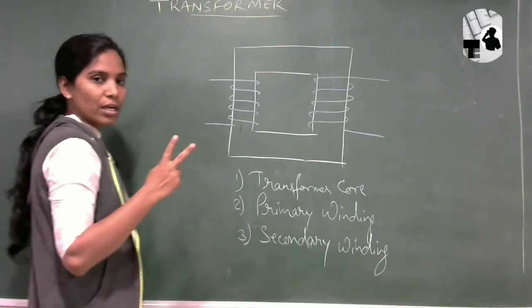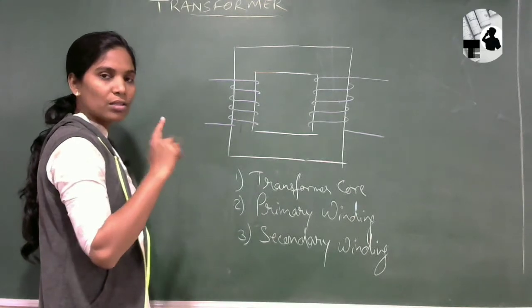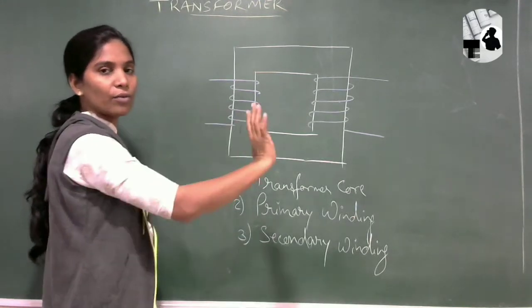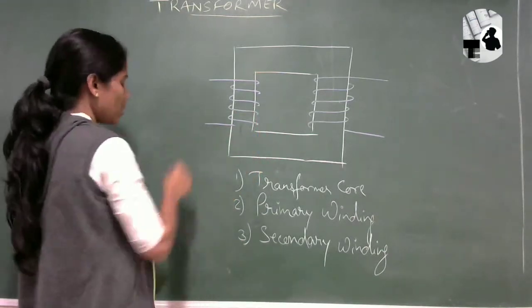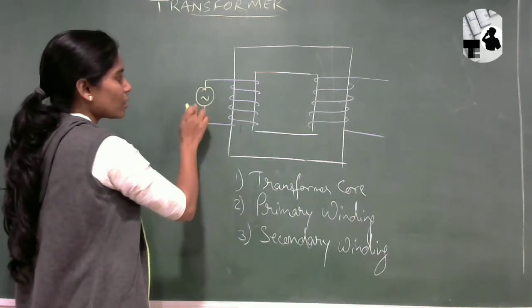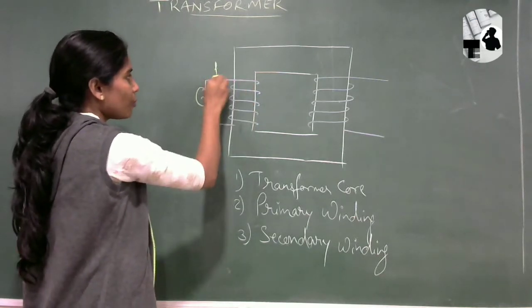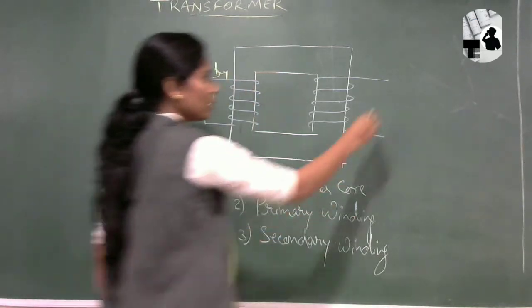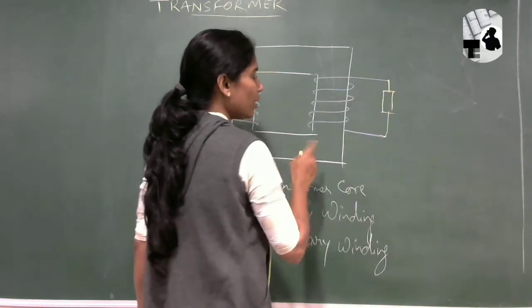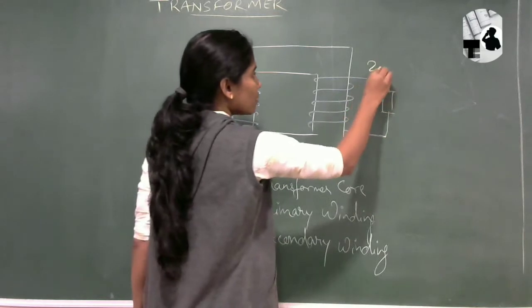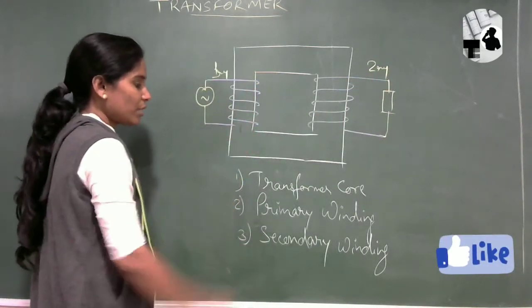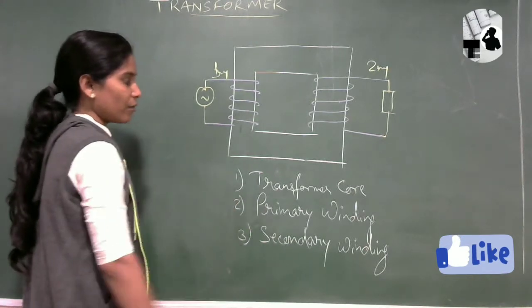Obviously, if we have two circuits and we are going to transform the energy from one circuit to another, one will be connected with the supply and another will be connected with the load. Suppose here I have connected this with the supply. So this is called the primary winding. Similarly, suppose this is connected with the load where I am going to use this supply. So this is called the secondary winding. So these are the different terminologies: transformer core, primary winding and secondary winding.